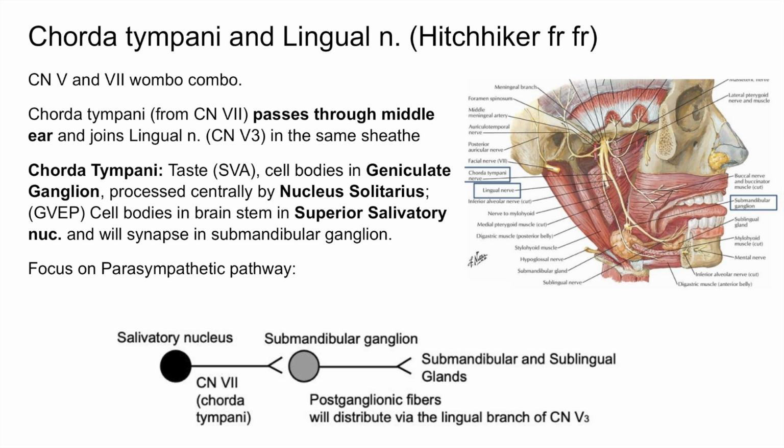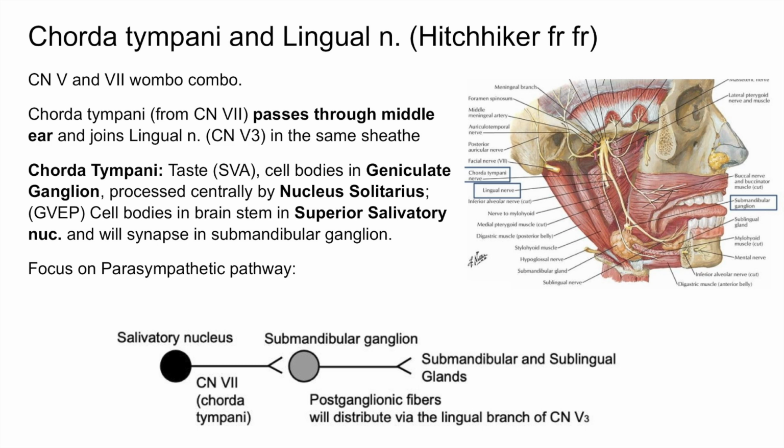So the high-yield takeaway is that cranial nerve 7 provides the function, but cranial nerve V3, specifically the lingual nerve, provides the transportation. If the lingual nerve is cut proximal to where chorda tympani joins, you lose general sensation only.